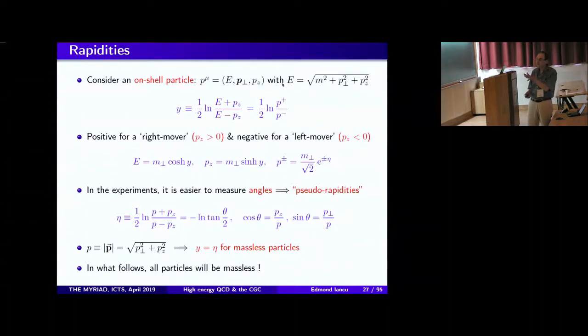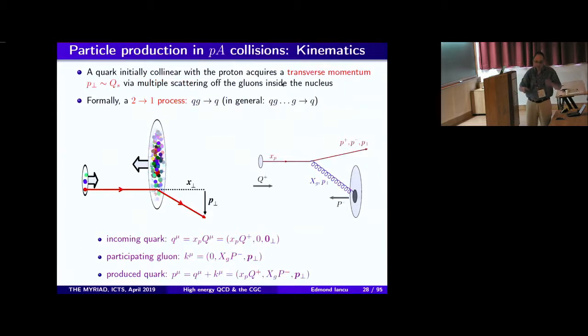But now I'm going to use these notations with the rapidities and light-cone variables to discuss the kinematics and then the dynamics of a real process. I will start with pA collisions. I will alternate between pA and DIS. For me, the same kind of problem. It's dilute-dense scattering, and whatever is more convenient for the purpose.